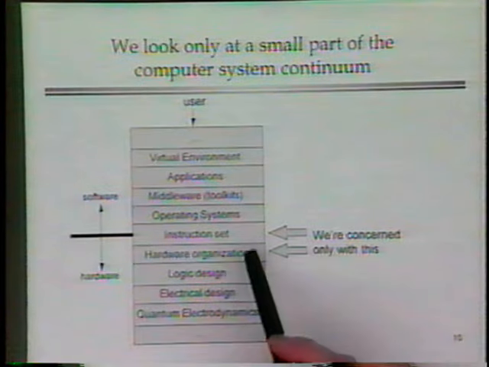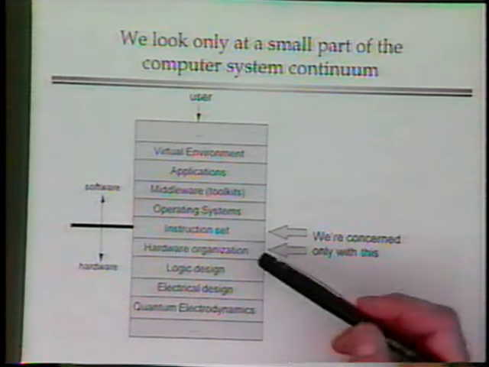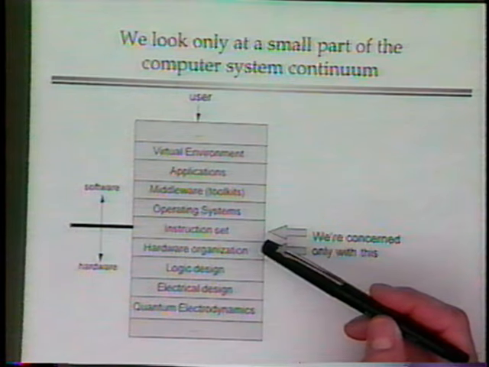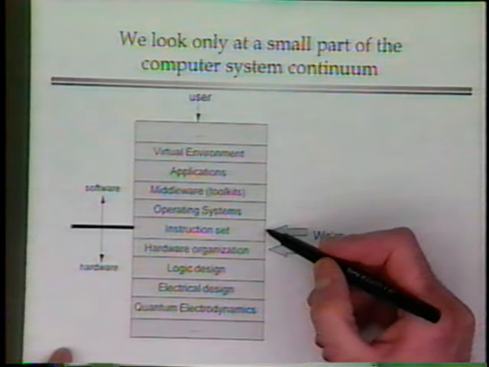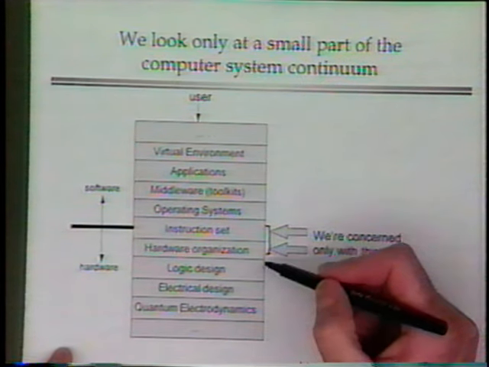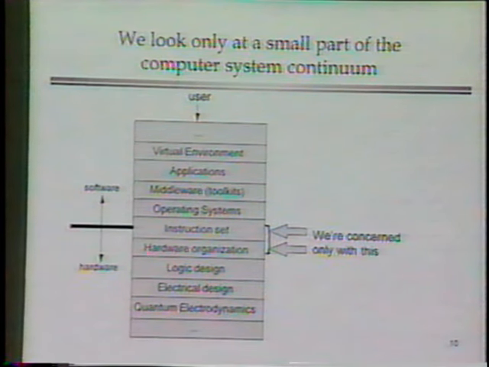Where is this stuff that we're looking at compared to the world of computer systems? Well, the answer is we're only looking at a very thin layer. We're looking at the layer between the hardware and the software. And one could argue, in fact, that it's the most important layer, but we will be looking at instruction set and hardware organization. Below that is logic design and electrical design.